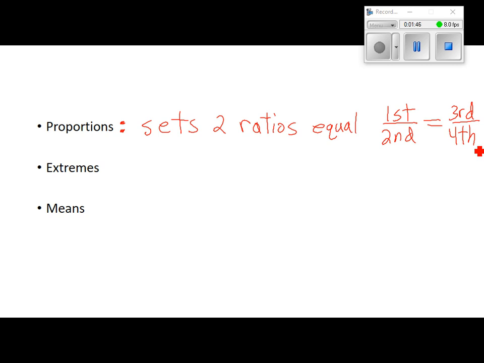When we're doing this, first term, second term, third term, fourth term, if it's written that way, that's fine. It could also be written using ratios, so it'd be first term, colon, second term. Could be written using colon, did I say that? Did I say it right? Equals third term, colon, fourth term. Just a different way to write it.